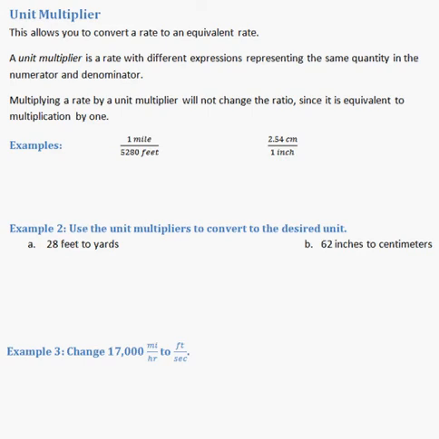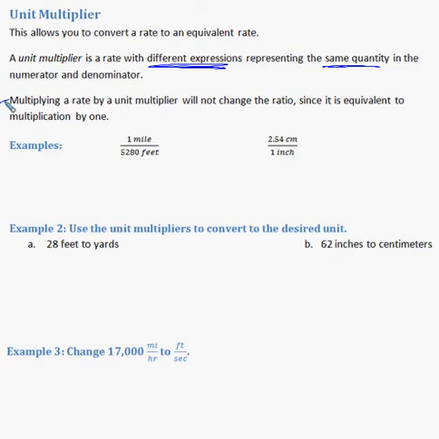So a unit multiplier is a rate with different expressions representing the same quantity in the numerator and denominator. So you're going to have different numbers written, but they represent the same quantity. For example, 12 inches and 1 foot, those are different expressions that represent the same quantity. And we see a couple more down here. And before we get there, if you multiply a rate by a unit multiplier, it won't change the ratio since it is equivalent to multiplication by 1.